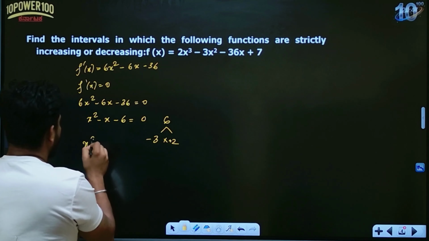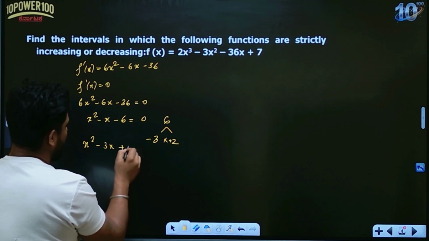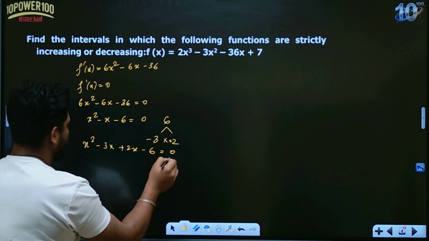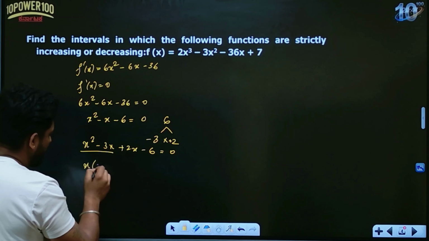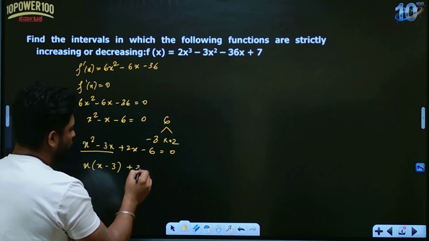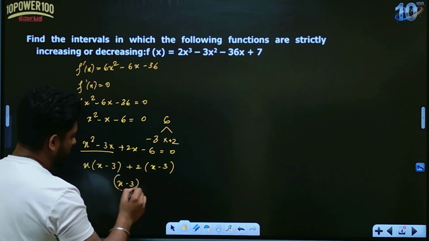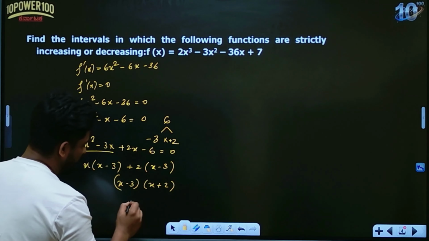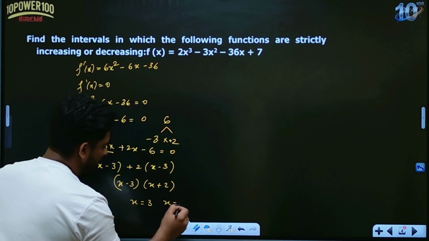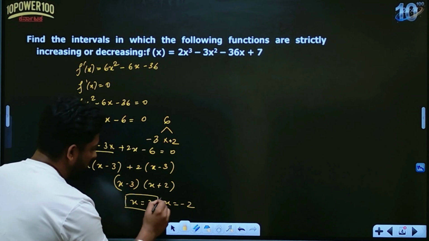So x square minus 3x plus 2x minus 6 is equal to 0. So taking x common, x minus 3 plus 2 gives x minus 3. Once again x minus 3 is common, so x minus 3 of x plus 2. The critical points are x is equal to 3 and x is equal to minus 2. So we got 2 critical points.